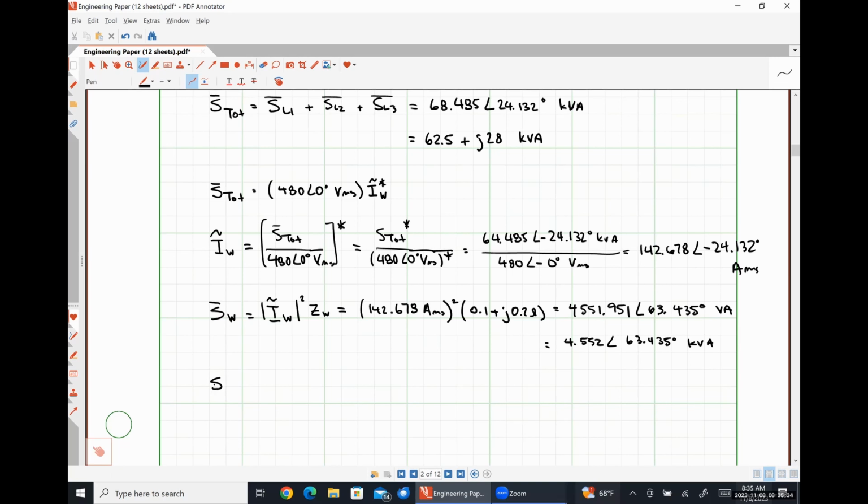The total complex power supplied by my voltage source must equal the complex power absorbed by my composite load plus the complex power absorbed by my transmission line network. And so adding those results together, I get 72.065 with an angle of 26.425 degrees.